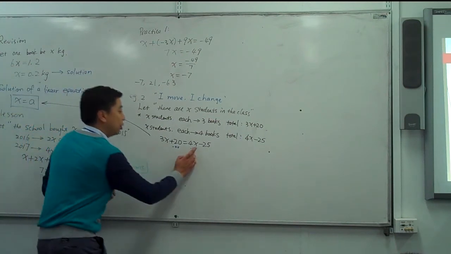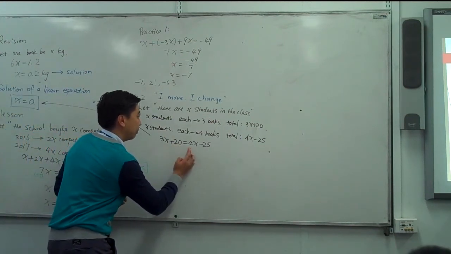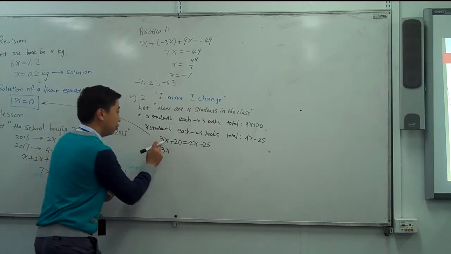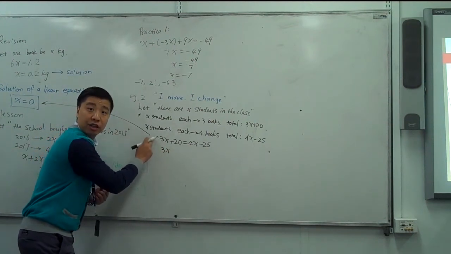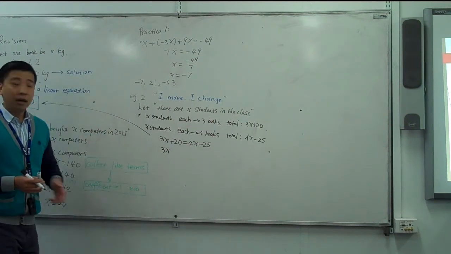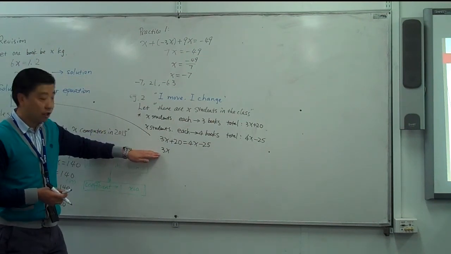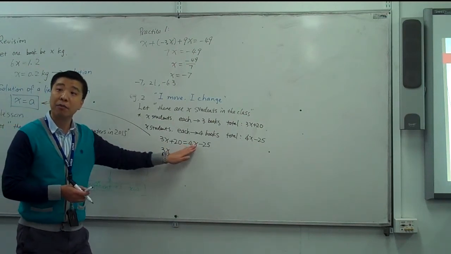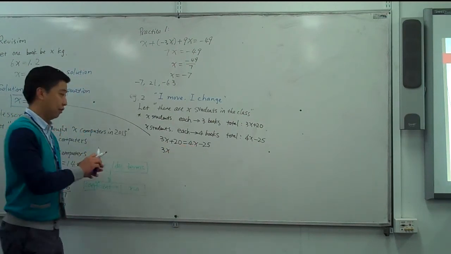Okay, so we don't have to write this step. We want to change that. So 3x, you do not move, you do not change. You leave that and change. Okay, you do not move 3x, you leave that. And then I want to move 4x to the left. I move, I change. Very good.